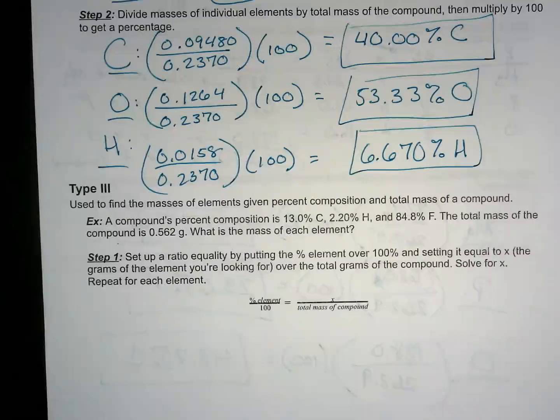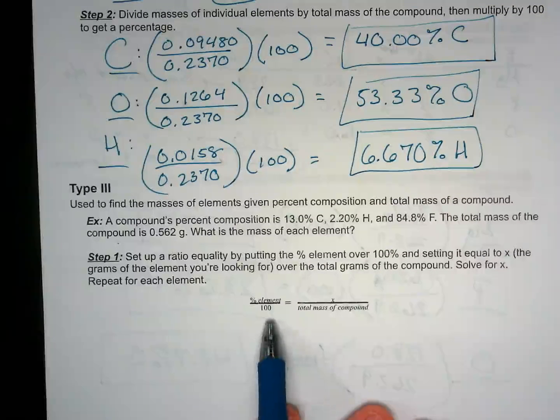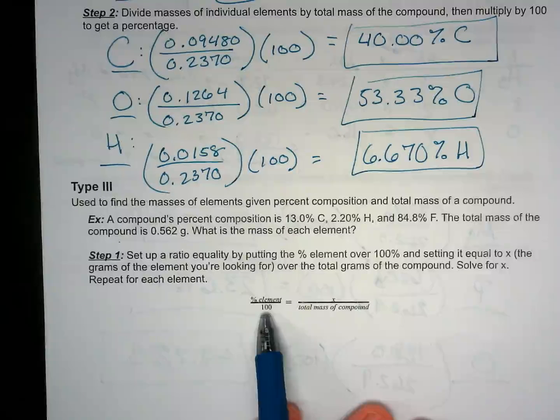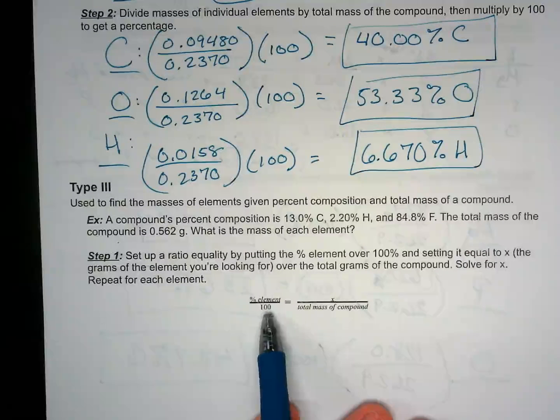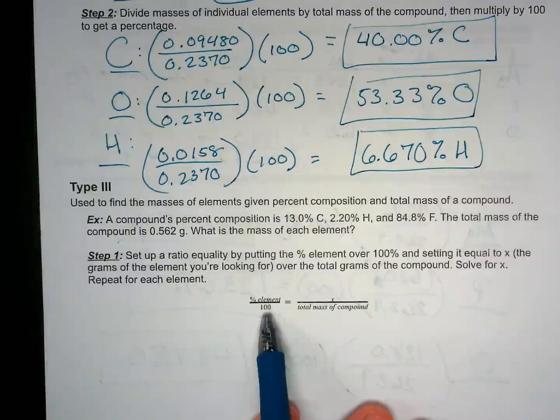And then there's type 3. We use type 3 to find the masses of elements given the percent composition and total mass of a compound. So you're given the total mass of a compound and its percent compositions, and we're just doing the reverse. We're now finding out how many grams of each element we have. We're just working backwards, using simple algebra to solve for this.